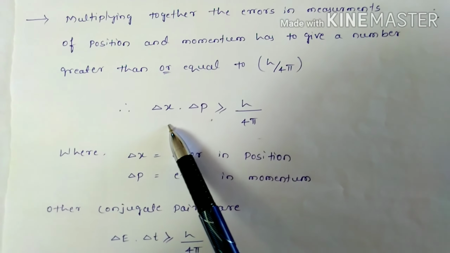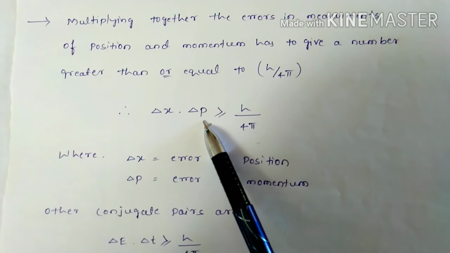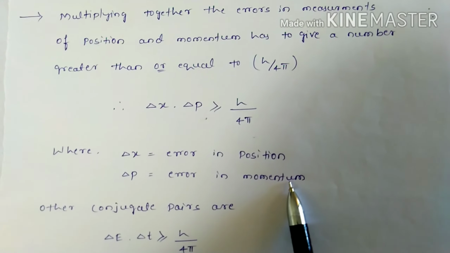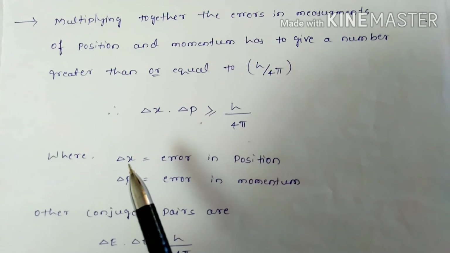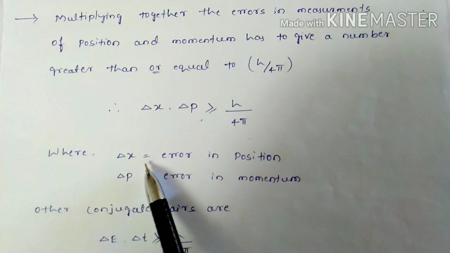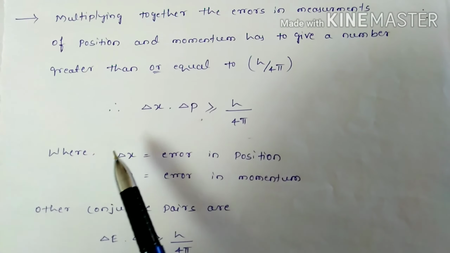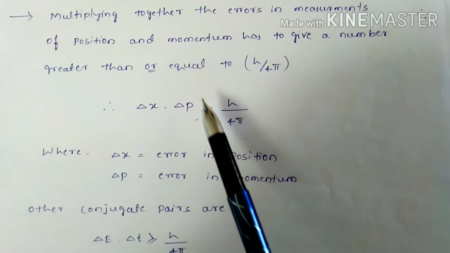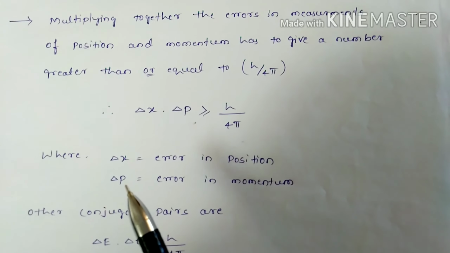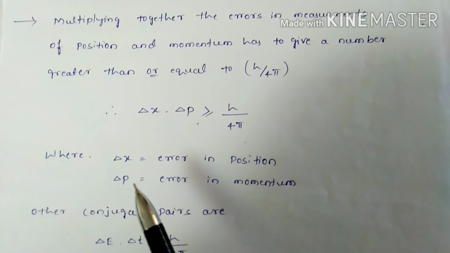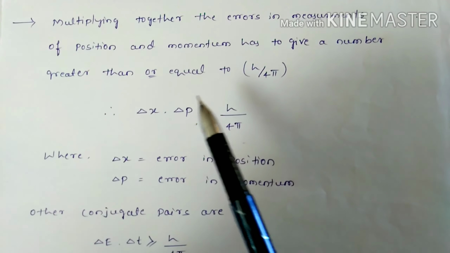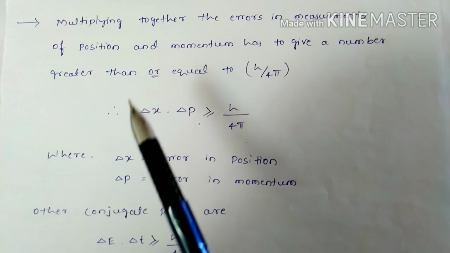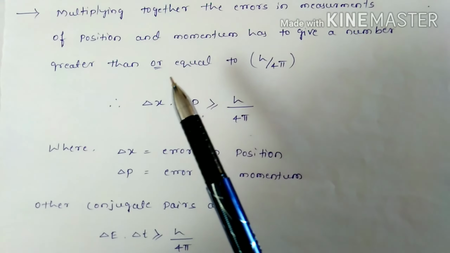So the only variation will be in delta x or delta p, that is the error in finding the position and the error in finding the momentum. If I want the exact value of position, I will minimize the error in position, but there will be maximum error in momentum. If I want to know the momentum of that particle accurately, then I will reduce the error in momentum, but there will be a huge spike in the error of the position of the particle.